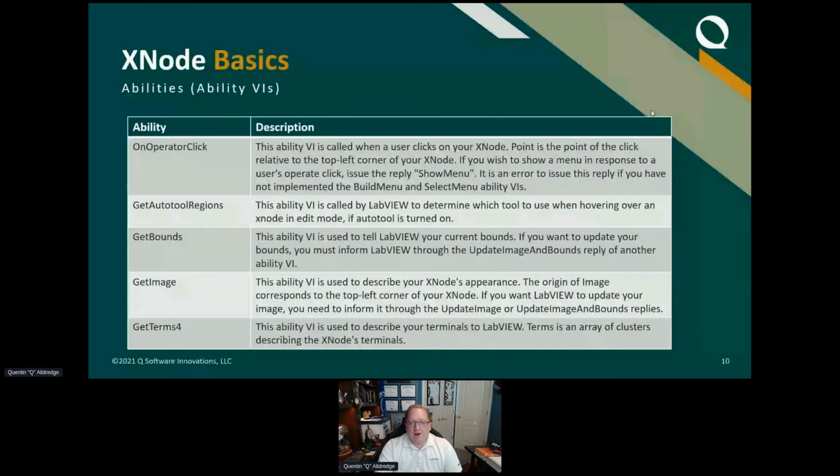A couple of others: on operator click, you can define on auto tool regions, specific regions where you want different interactions based on what they click. For example, mine acts like an invoke node, where if you click on a certain region, the menu pops up and lets you select the method, just like an invoke node would with the VI Server. Get bounds, get image, and get terminals are all ones that define how to draw the item and show the item on the screen. There's plenty more to look up, but these are the important ones that I had to use.